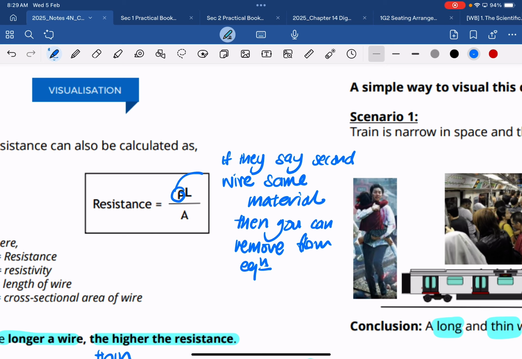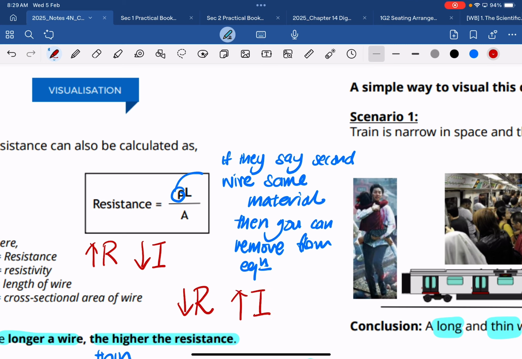Any questions so far? This is a lot of visualization. This part is about how length and cross-sectional area, that means the thickness of the wire, actually affect resistance. When you have more resistance, it means the current cannot flow so easily. Remember this, this one must remember. If you have very high resistance, what happens? The current flow will definitely slow down. But if your resistance is lower, just like the fat and short wire, then of course current can flow past very quickly.